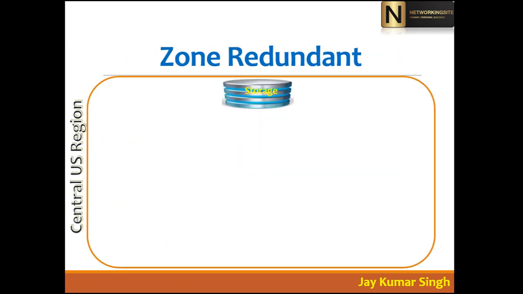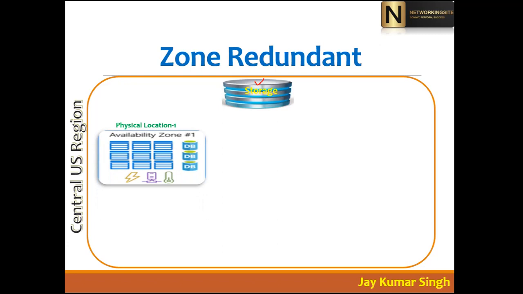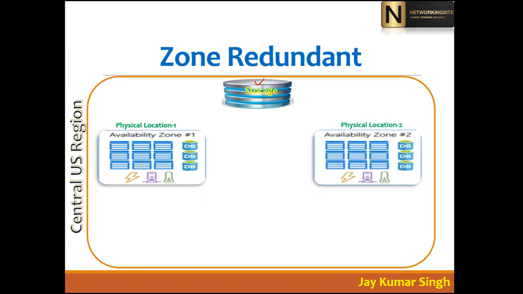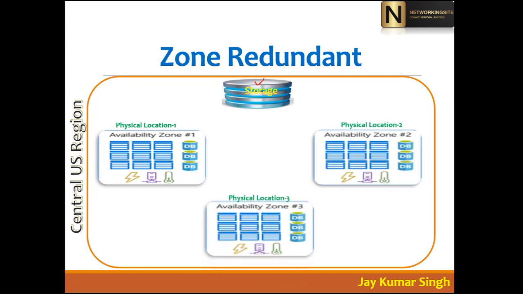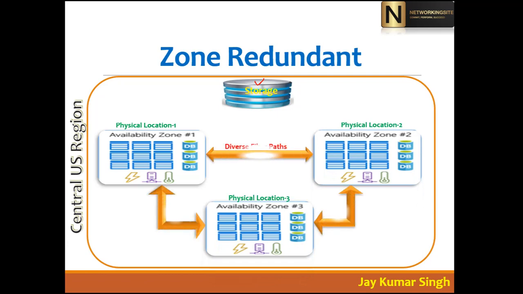Now let's talk about zonal. Suppose I want to create one storage. We have zone 1, zone 2, zone 3, and we already know that all zones are connected with diverse fiber paths. Do you have to create a server in every zone? Yes, you have to create your server in every zone, in all three zones.